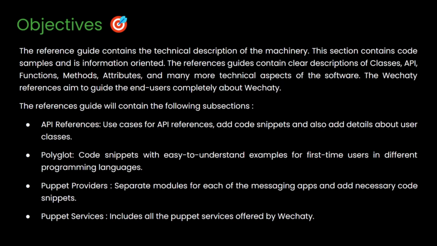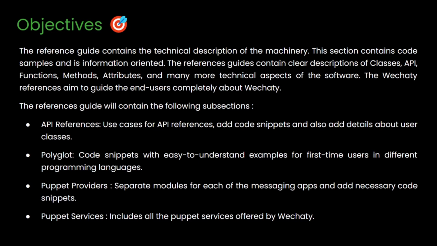So the objective of our project was to improve the references section. The references section guide contains the technical description of the machinery. It also contains code samples and is information oriented. The references guides contain clear descriptions of classes, API, functions, methods, attributes, and many more technical aspects of the software. The Wechaty references aim to guide the end users completely about Wechaty.